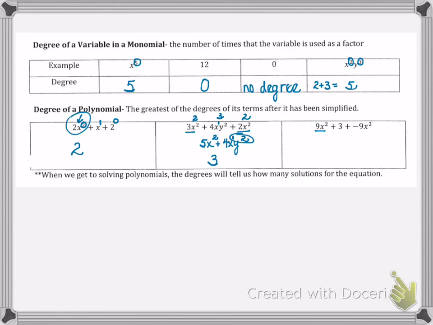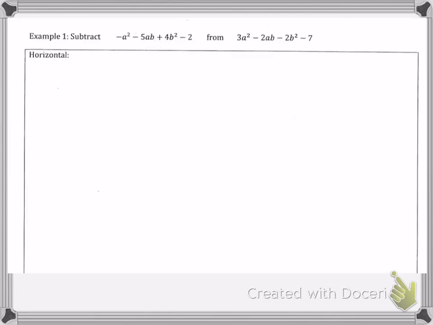Again, we've got some like terms here. These actually cancel each other out, and you're left with 3. 3 is a constant, so it has a degree of 0 as your final answer. On the back, we're going to take a look at example 1.